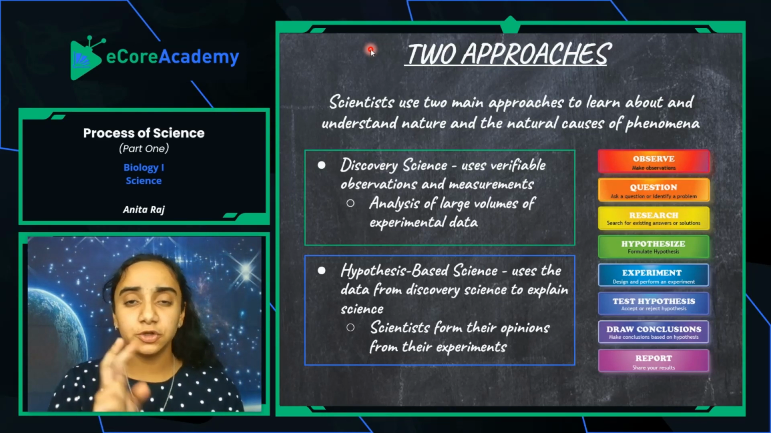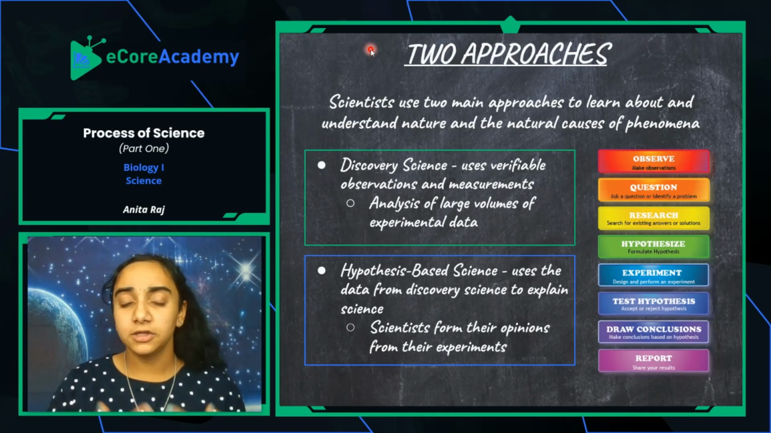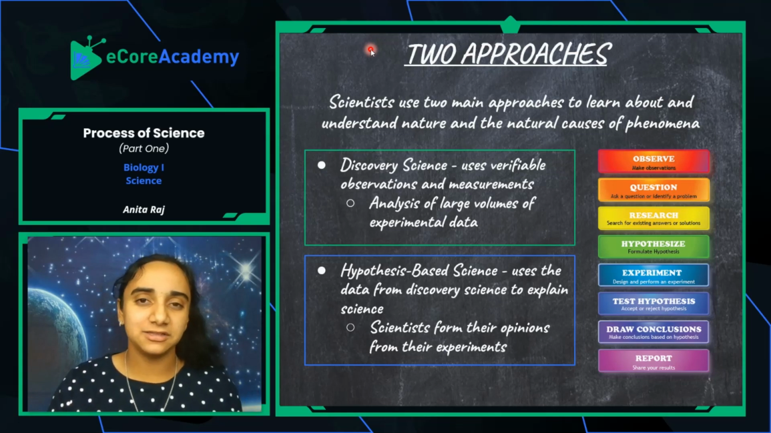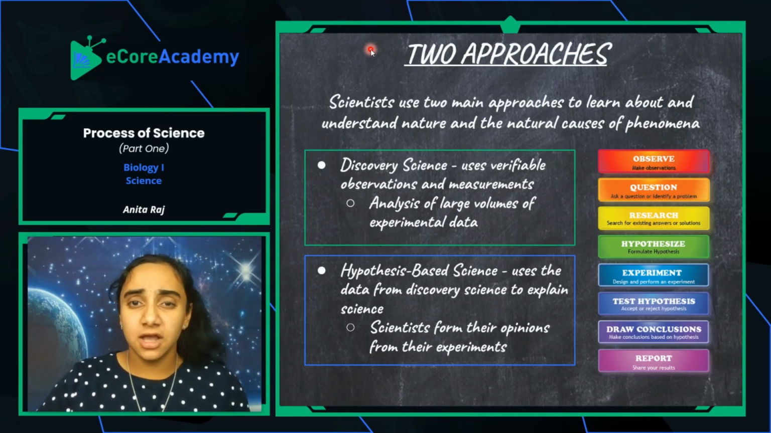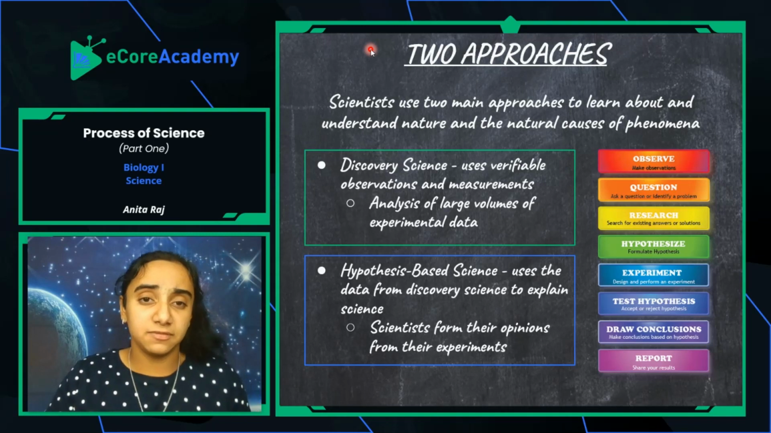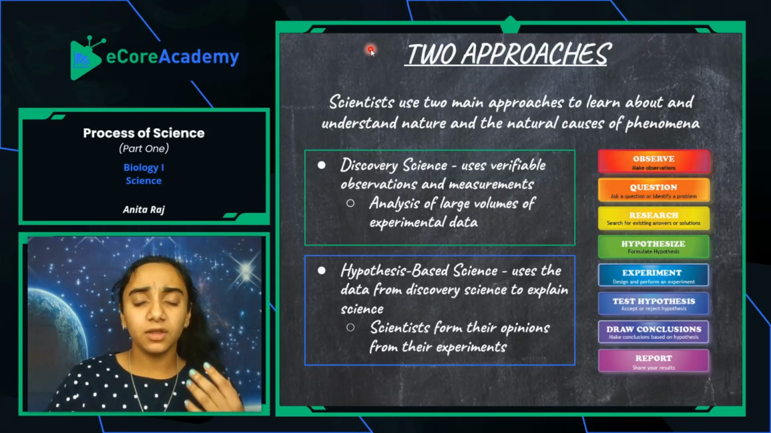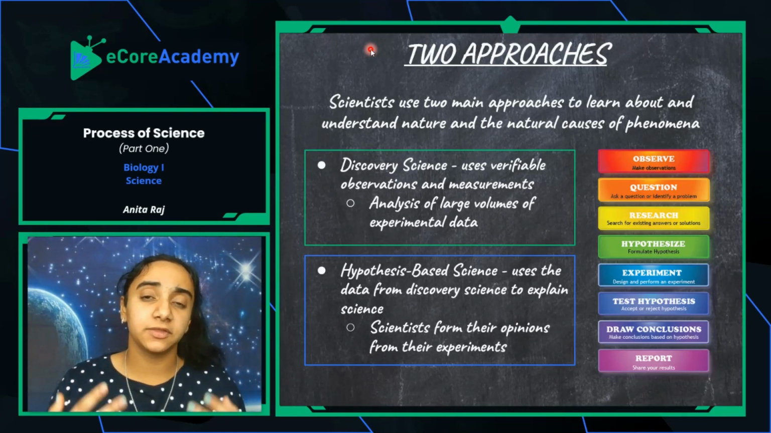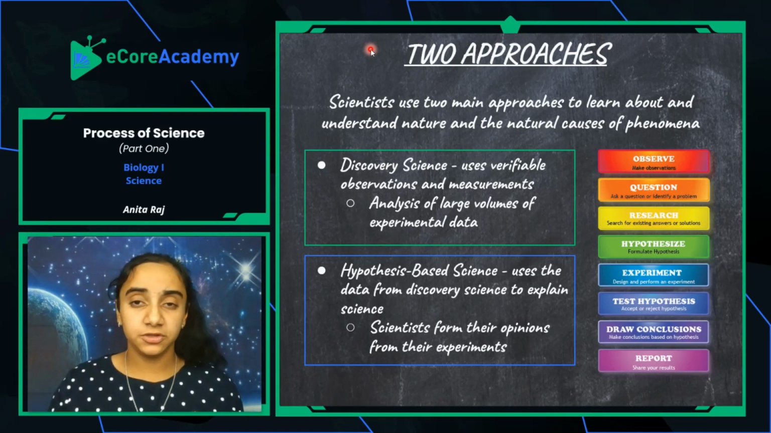So scientists use 2 main approaches to learn about and understand nature and the natural causes of phenomena. So trying to understand the world around us, and nature doesn't necessarily just apply to biotic things like ecosystems. It applies to anything, such as gravity, such as any physics, any type of science. So the process of science applies to any branch of science. We use it to reason for things around us that humans cannot control, but we witness and that are part of our everyday life. There are 2 types of sciences. Those are the 2 approaches that I'm talking about.